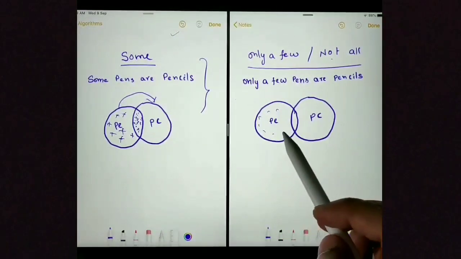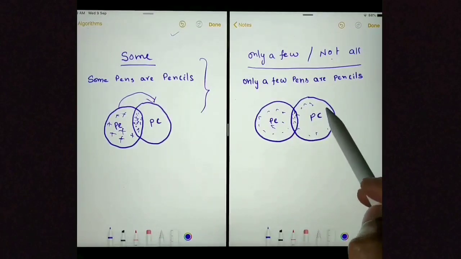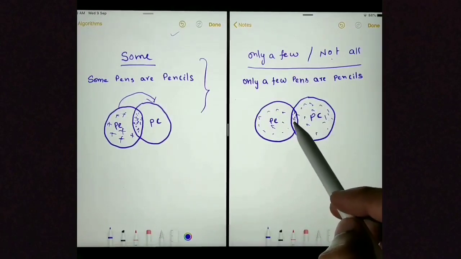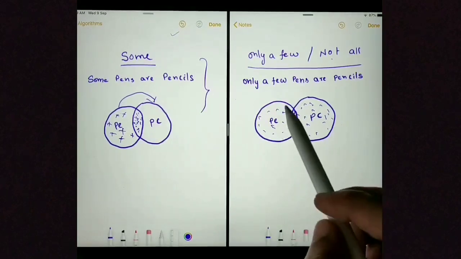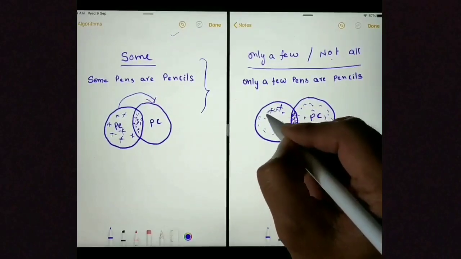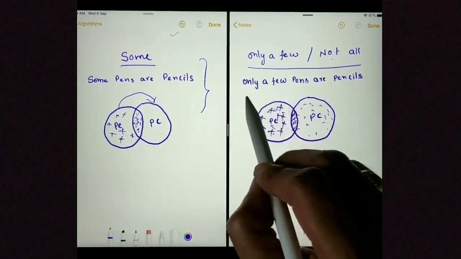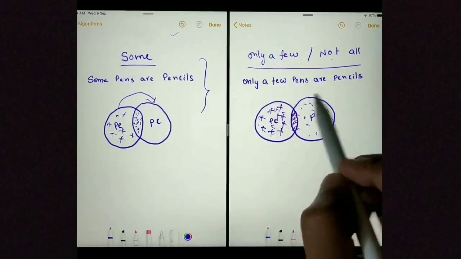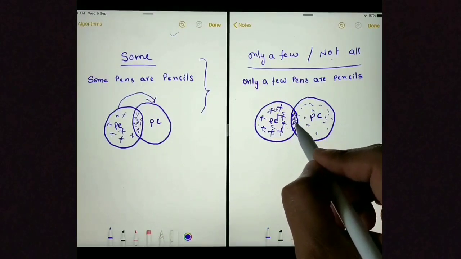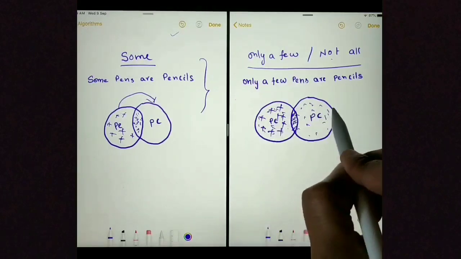These are all pens and these are all pencils, and we can see that some pens are pencils. This is true. And the remaining pens, we are definitely sure that these are all not pencils. If I say only a few pens are pencils, then some pens are pencils, that is true, as well as some pens are not pencils.